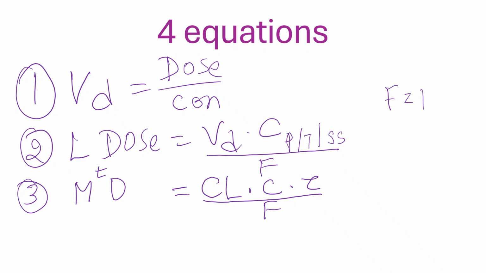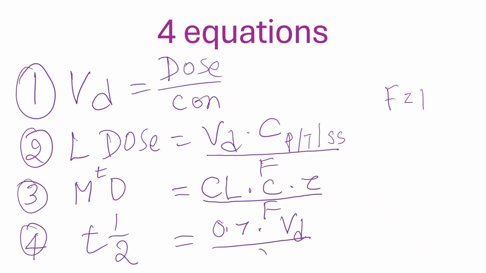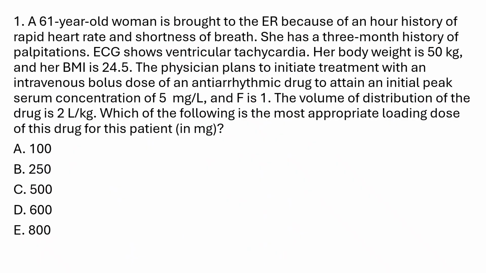bioavailability. And number four, an important equation: half-life. T half equals 0.7 times Vd over clearance. Those are the four equations you must know for pharmacokinetic calculations. So let's apply this knowledge to solve some problems.